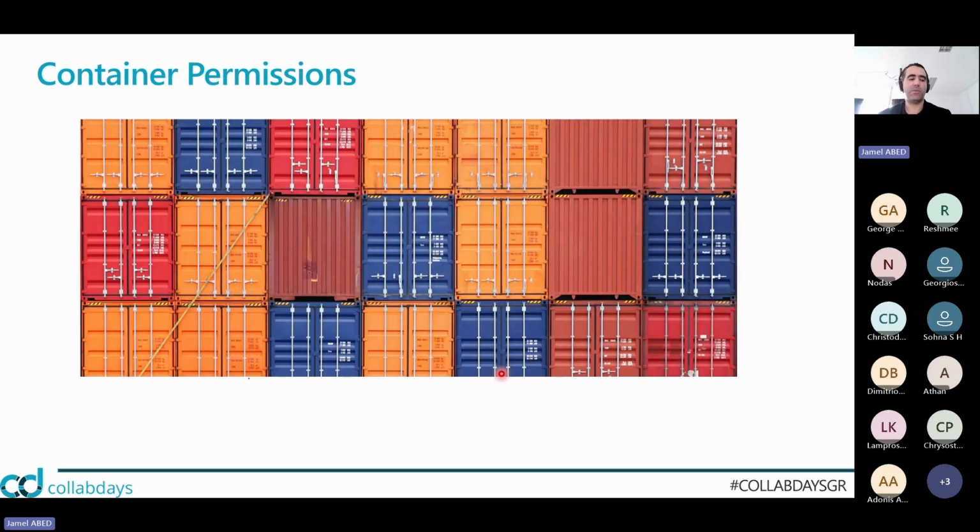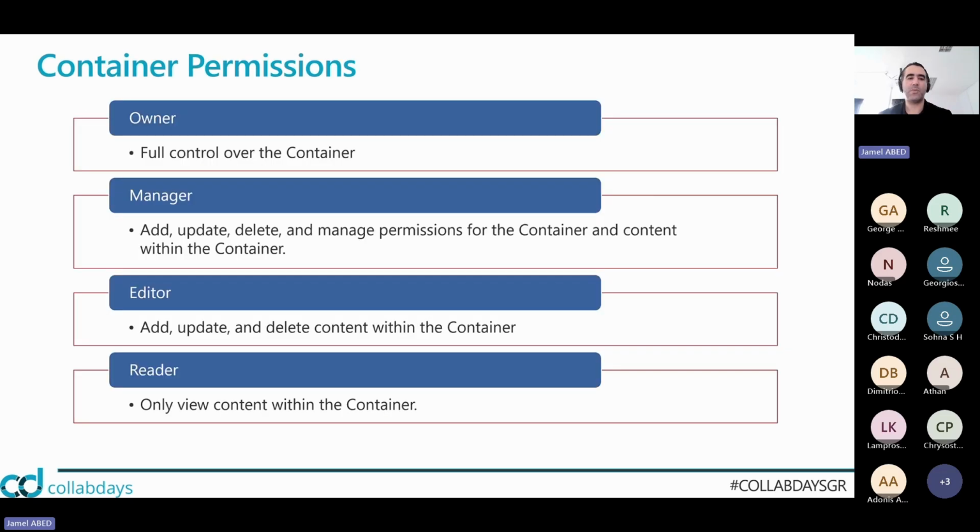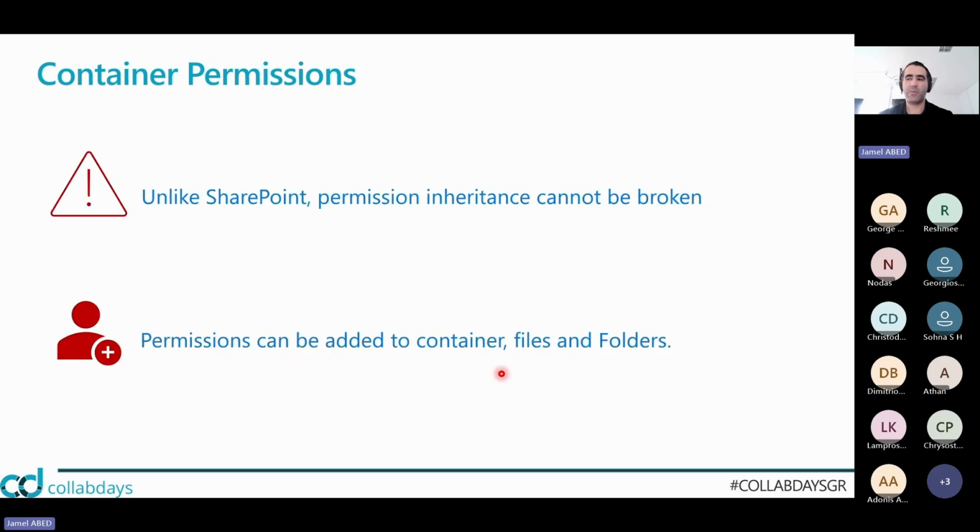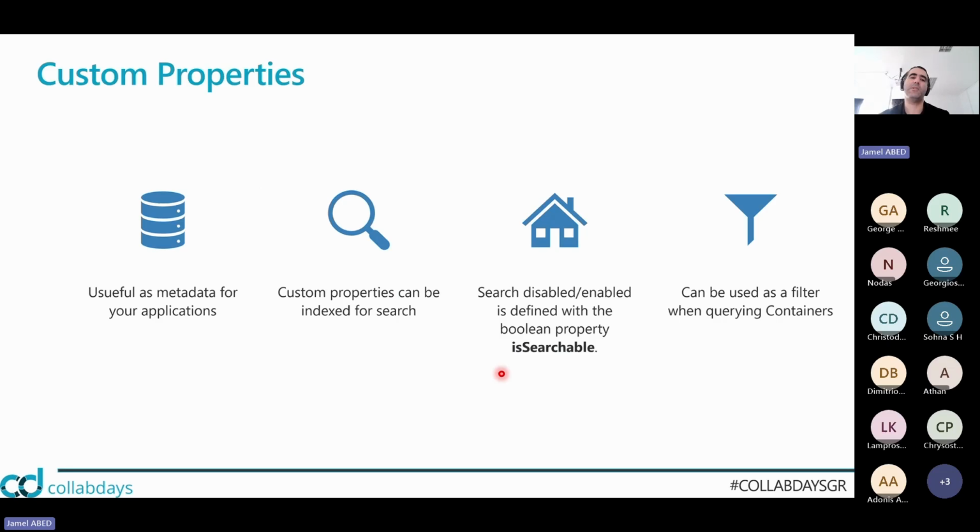And we have several permissions for your SharePoint Embedded: owner, manager, editor, and reader. Unlike SharePoint, you cannot apply unique permissions for your SharePoint Embedded. You can just add, delete or modify the permission. In a SharePoint site, we have an option to apply unique permissions. We can break or roll inheritance. In SharePoint Embedded, we don't have this.